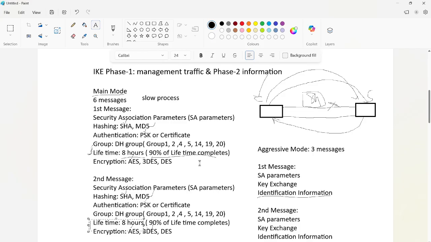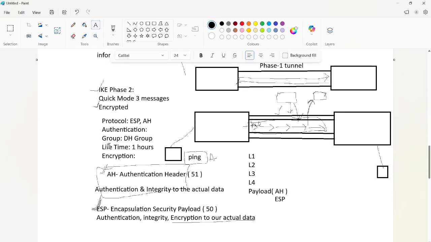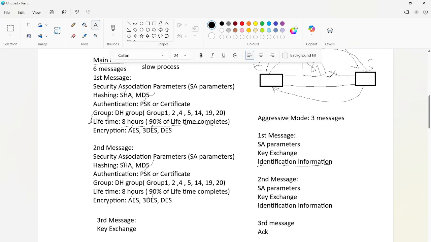Sir, when does the phase 2 expiry happen? Default is 1 hour, and the maximum is 365 days. If you want, you can configure 365 days as well. Sir, when does the phase 1 expire? Phase 1 will have only 8 hours by default, but you can also configure up to 365 days.